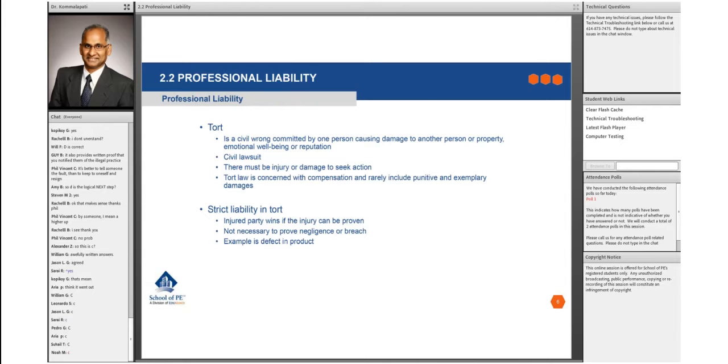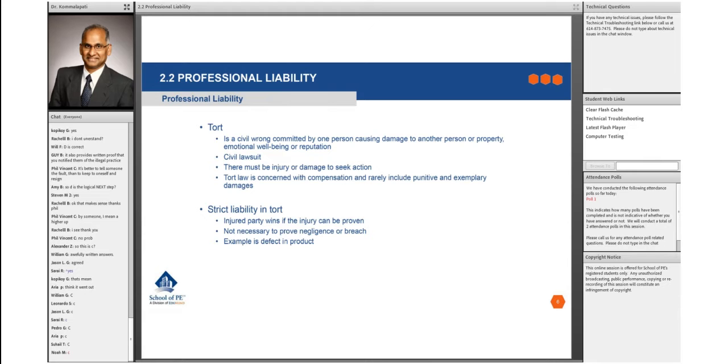So now, when we talk about liability, there are different types of liability. Okay, so the first one is called tort. We discuss these again in contracts as I mentioned earlier. But tort is a civil wrong committed by one person which ends up causing damage to another person or property. Okay, it could be emotional well-being also or reputation.